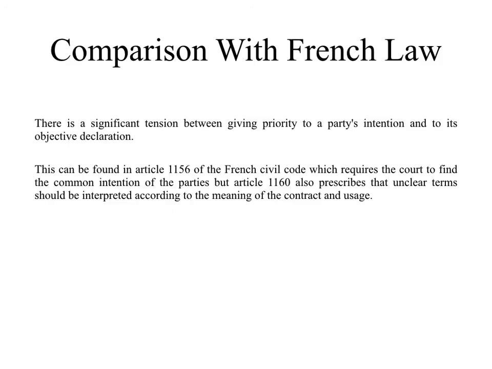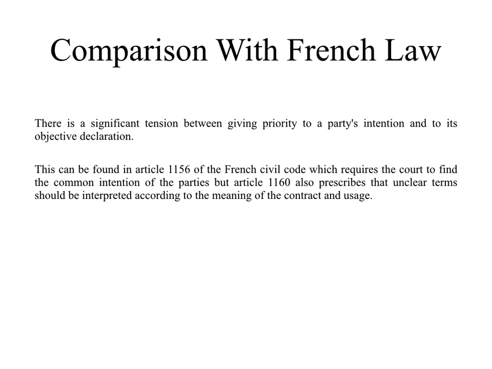The tension between giving priority to a party's subjective intention and to its objective declaration is clearly visible in the great codifications of private law. First, French law. In fact, according to Article 1156 of the French Civil Code, the court is required to find the common intention of the parties, but it also prescribes that unclear terms should be interpreted according to the meaning of the contract and the usage, Article 1160.